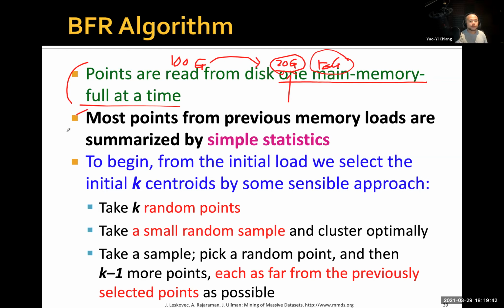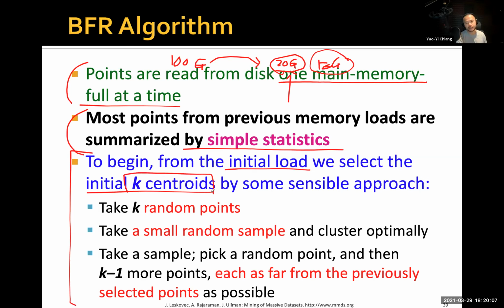So most points from the previous memory loads are summarized from some simple statistics. I will show you how. But to begin, from the initial load, we are going to select some initial k-centroid because we are running a k-means-like algorithm. So we already know how many clusters we have, right? So you have k clusters and k-centroid. So we can select the first initial k-centroid by some sensible approach.